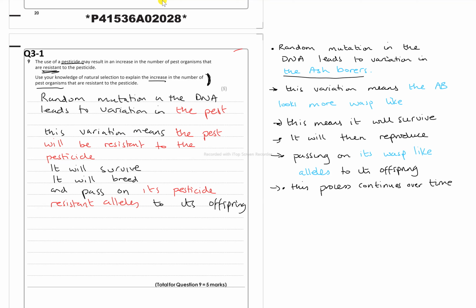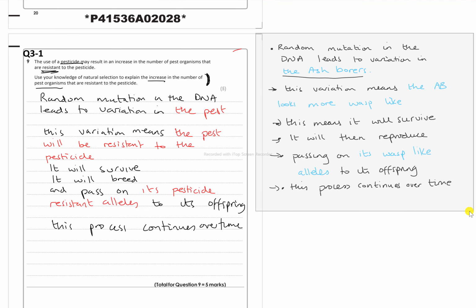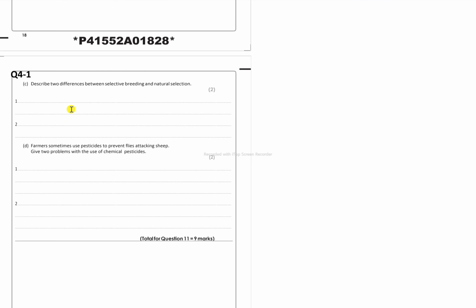Right, and then we just finish it off. This process continues over time, over many generations. There you go. That's it. So you learn this structure. Very useful. And I think the rest of the questions are going to be very similar to that. Right, let's look at the next question.